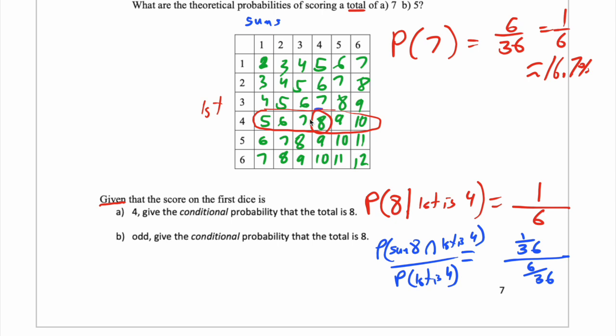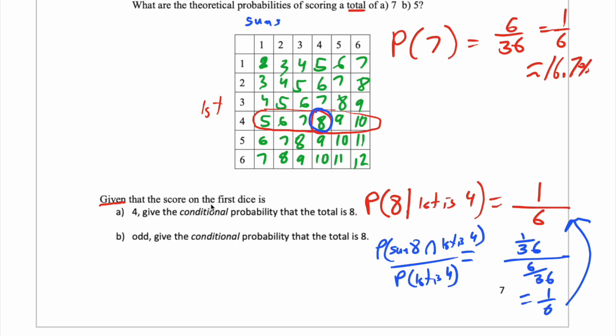There's only one. This is the only way. The 36's cancel, and you just get 1 out of 6, so it matches the same thing. Now the formula is useful in some more difficult cases. Sometimes it's easier just to do it like we did it here in red, but sometimes the formula is the only way to go about it.